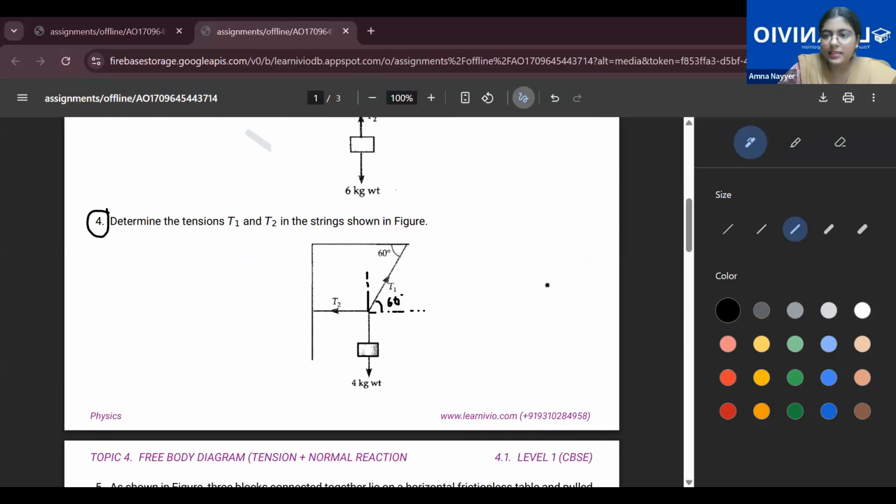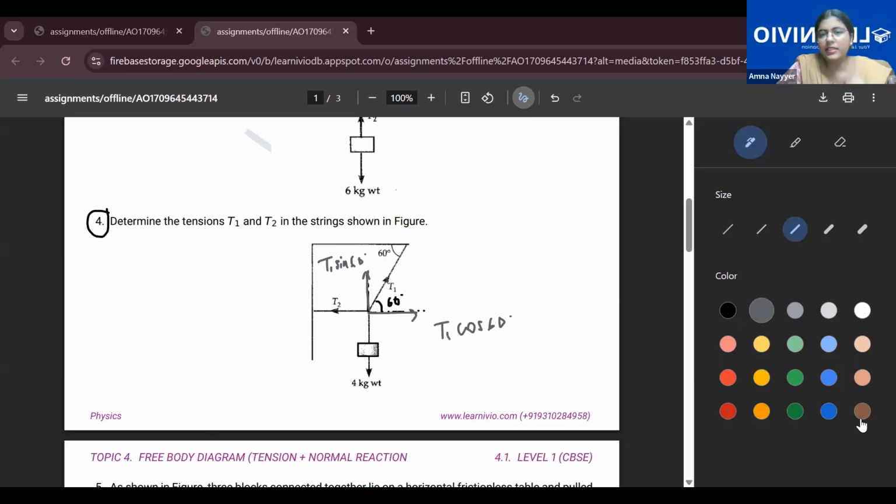Now, if this is the case, then we'll have this one as T1 cos 60 degree and this one will become T1 sine 60 degree. Now see, are all the forces along x and y resolved? You have everything along x and y. T1 sine 60 above. This is 4 kg weight.